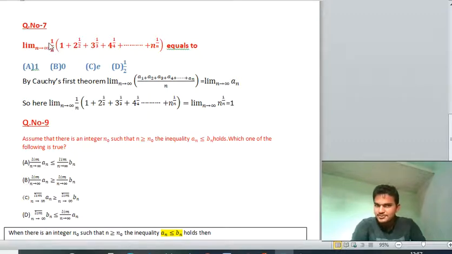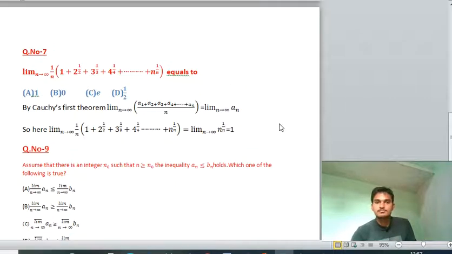However, the limit as n tends to infinity of this will be equal to the limit as n tends to infinity of an, that is n to the power 1 by n. We know that the limit as n tends to infinity of n to the power 1 by n is equal to 1. So the answer is 1. So option A is true.